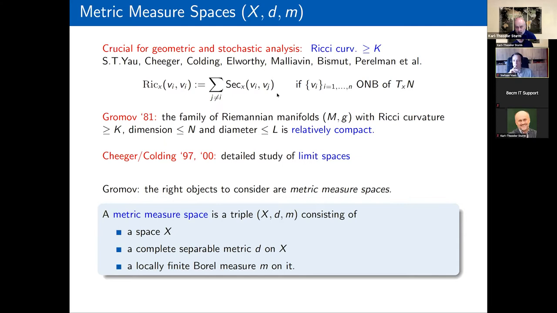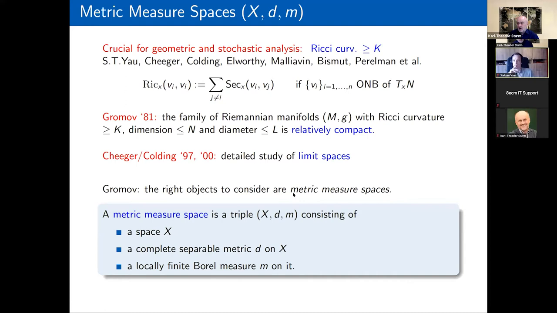It was Gromov who already observed that the previously mentioned compactness result extends to a pre-compactness result if we replace the sectional curvature bound by a lower Ricci curvature bound. We still have this pre-compactness, but we no longer have an explicit characterization of this compact space. This led Cheeger and Colding to initiate a very detailed, sophisticated study of limit spaces, so limits of Riemannian manifolds satisfying these constraints. And if one wants to go beyond these limits of Riemannian manifolds, it was clear since decades by work of Gromov that the right object to consider are metric measure spaces.